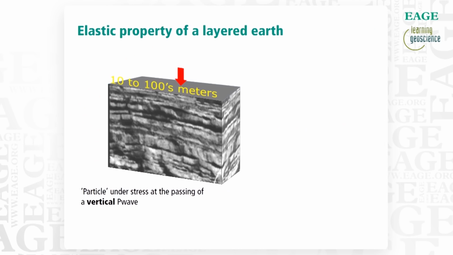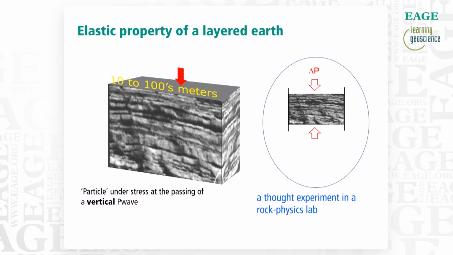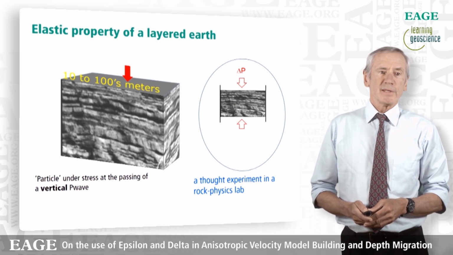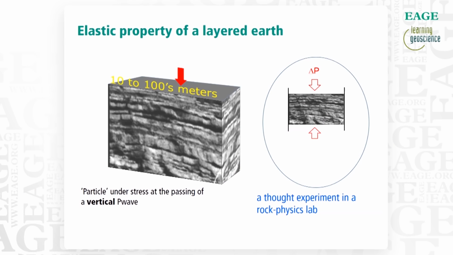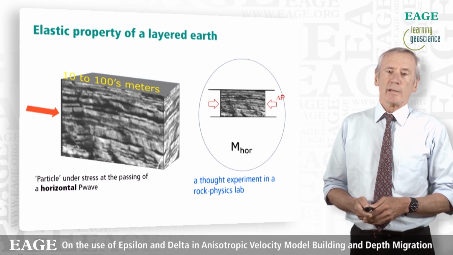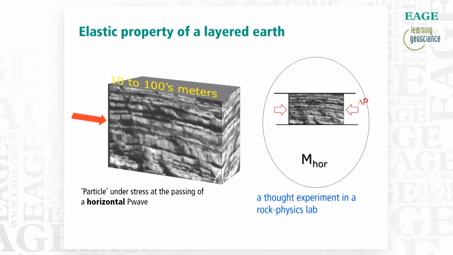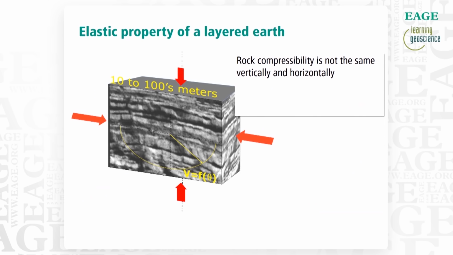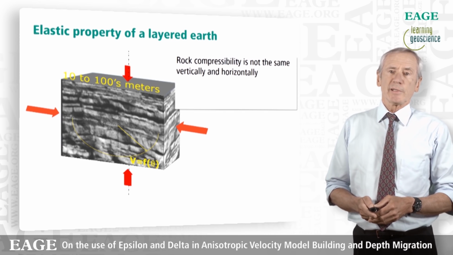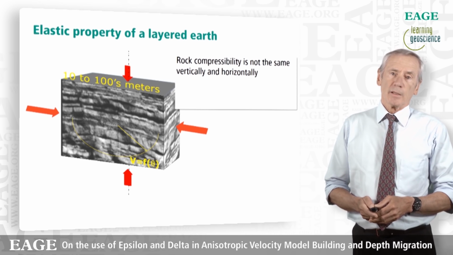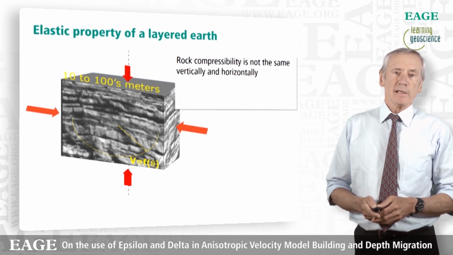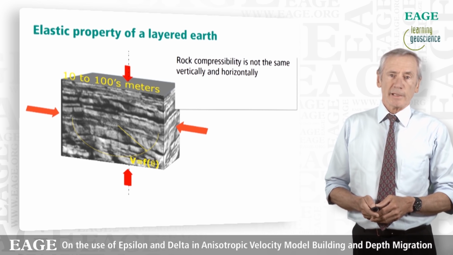Let's discuss this point. Let's take a kind of thought experiment in a rock physics lab. We take this huge piece of rock, the size of the seismic wavelength, say, and do these rock physics experiments to try and measure the uniaxial parameter. Do the same experiments horizontally again, and let's call the parameter we would get M horizontal. We derive from this kind of thought experiment that rock compressibility is not the same vertically and horizontally because of bedding. Soft rocks take the burden vertically, and hard rocks take the burden horizontally.